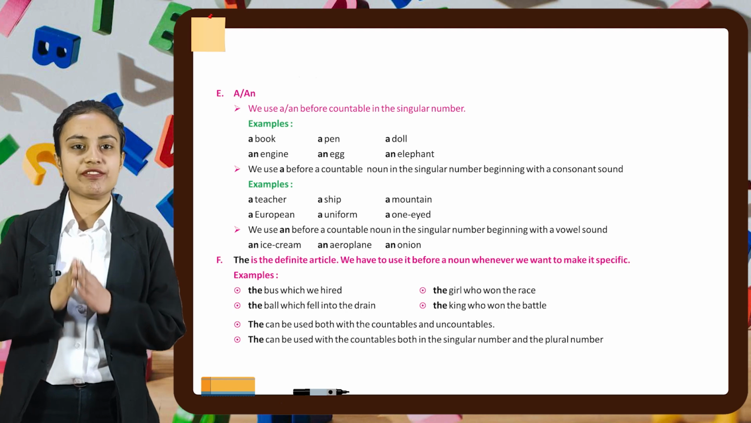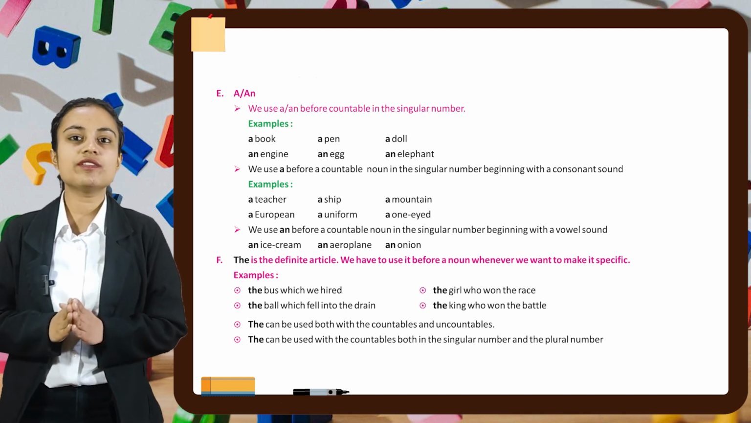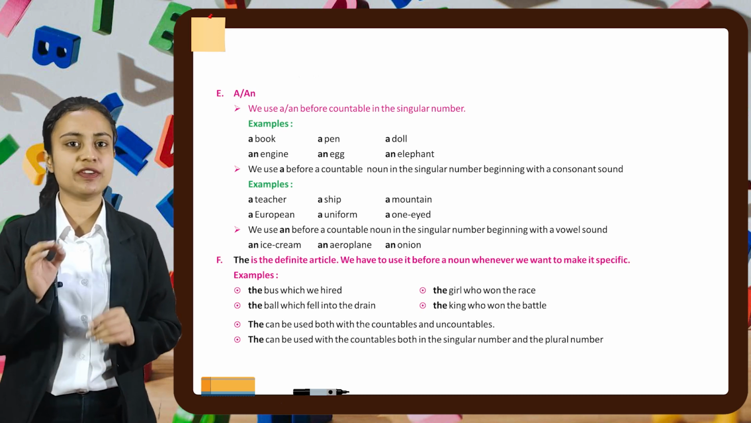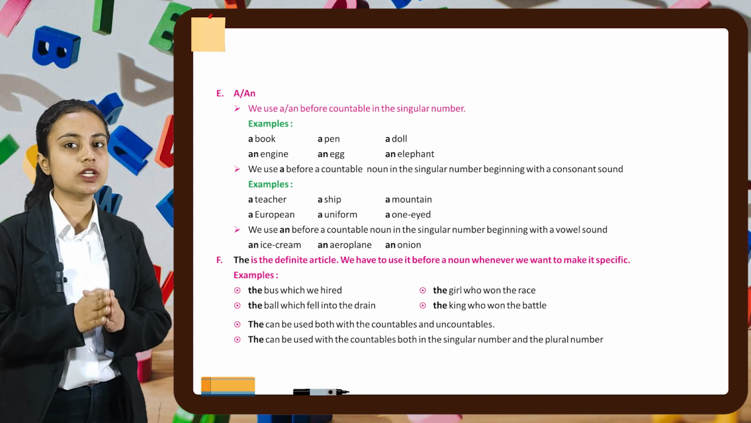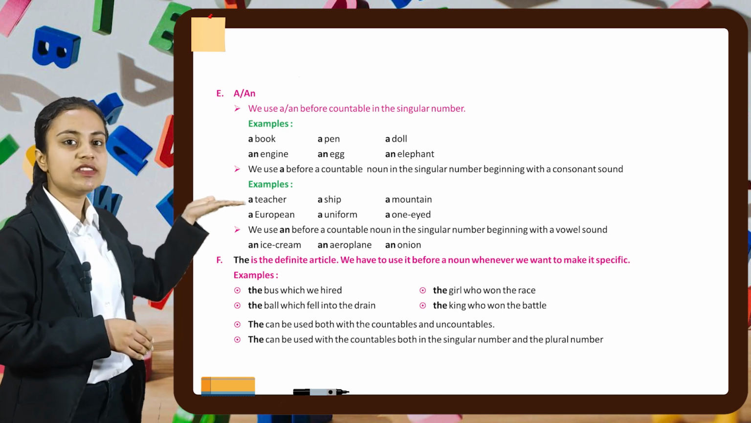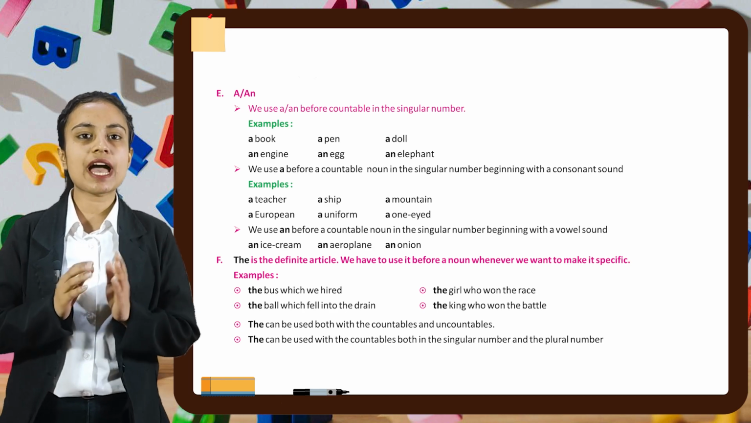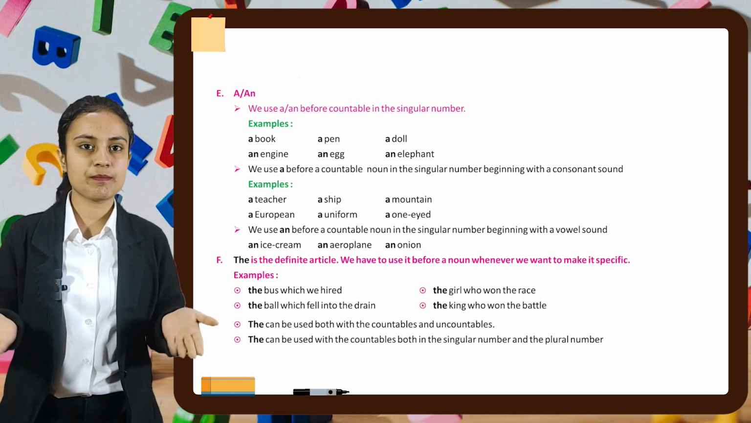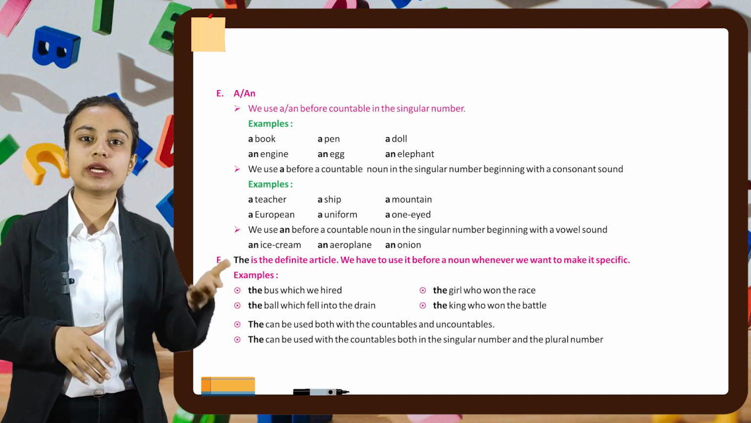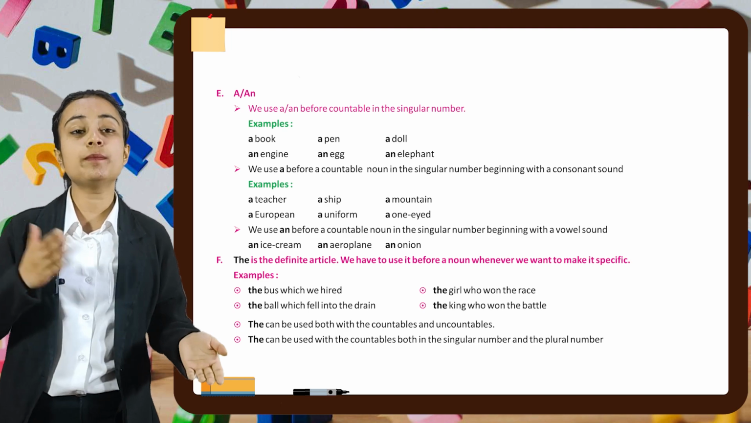The is the definite article. We have to use it before a noun whenever we want to make it specific. For example, the bus which we hired. The girl who won the race. The ball which fell into the drain. The king who won the battle. The can be used both with the countables and uncountables. The can be used with countables, both in the singular number and the plural number.